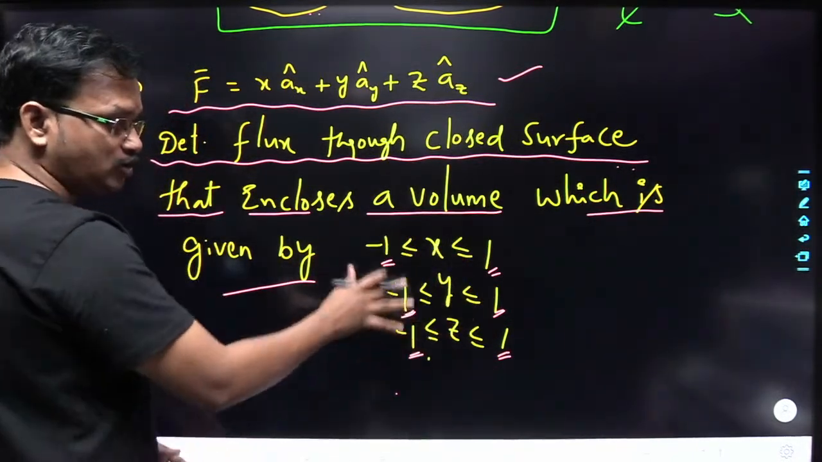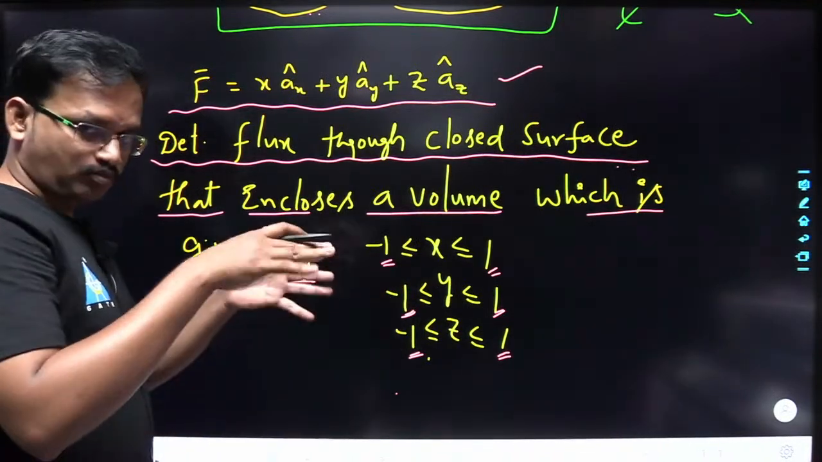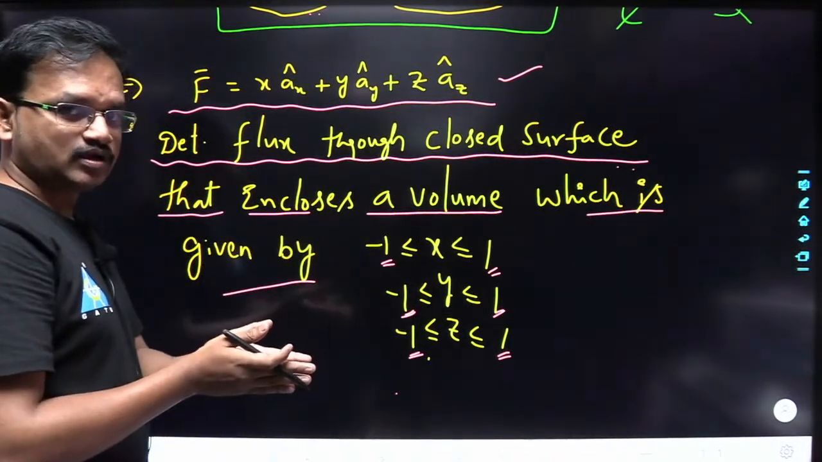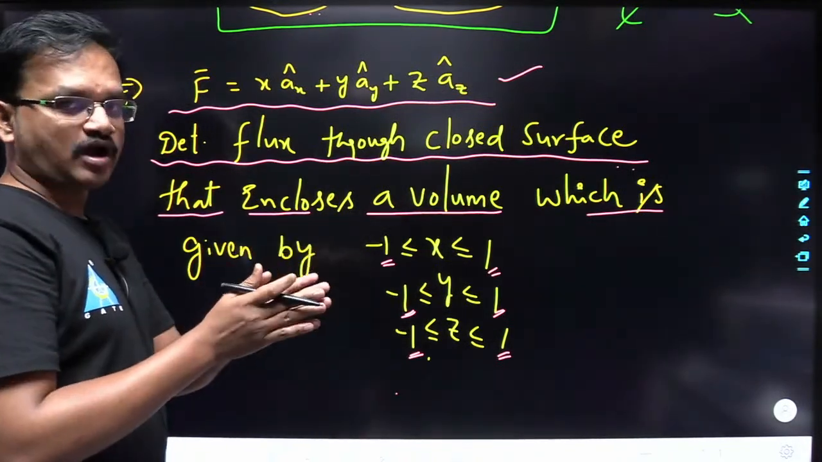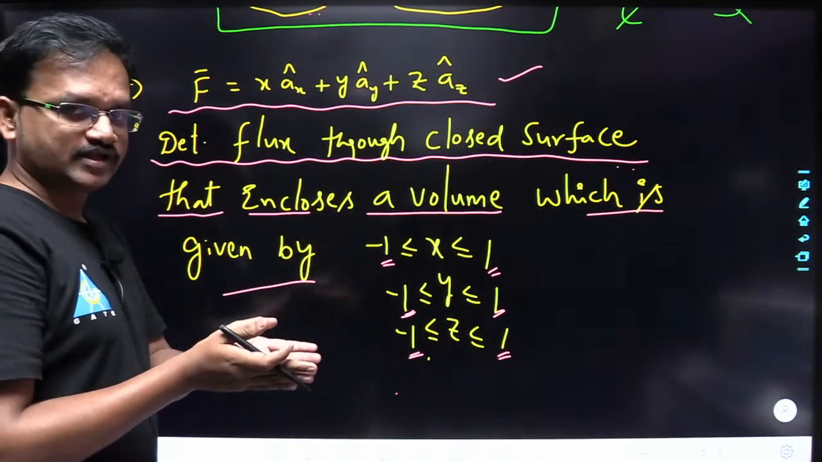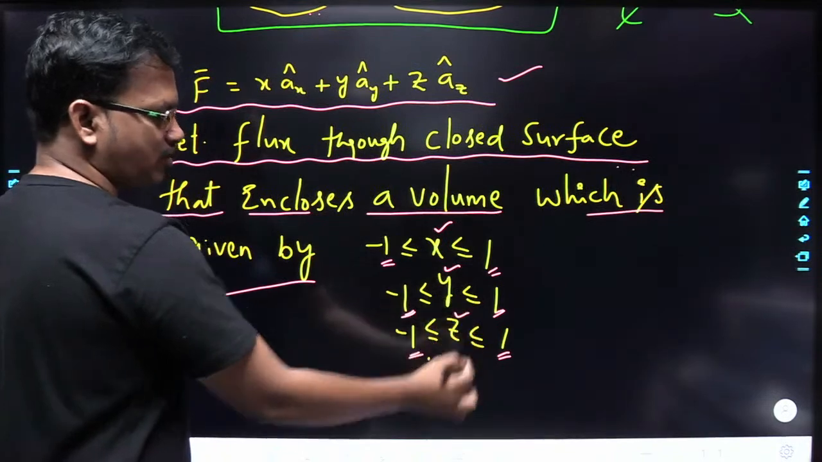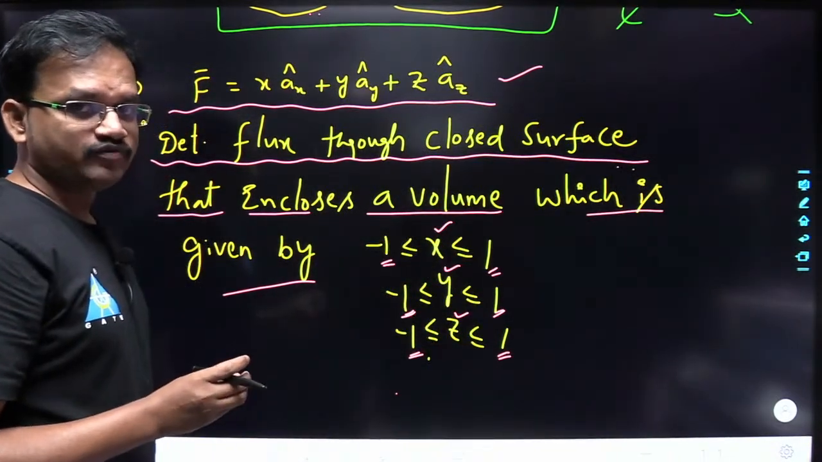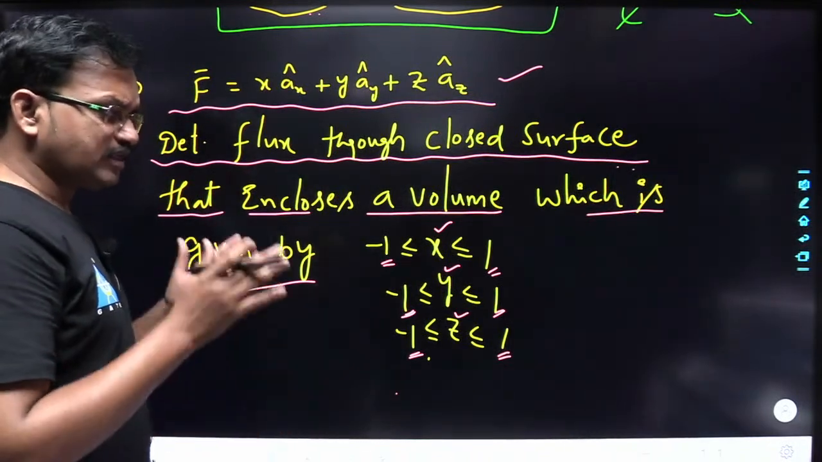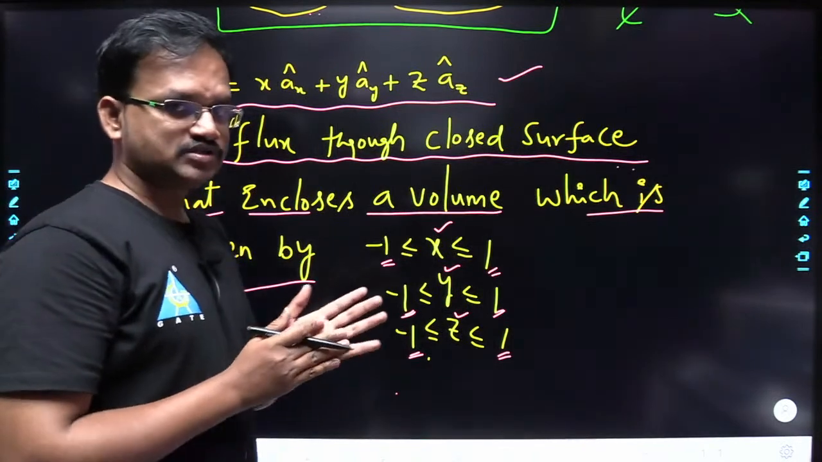This volume is going to have some boundaries or not, yes or no? Whenever you are specifying a region or volume, that volume must have boundaries. Now here we know that since x, y and z are variables, this volume is going to represent what? Volume of a cube. Yes or no? So that volume of a cube is bounded by how many surfaces here?